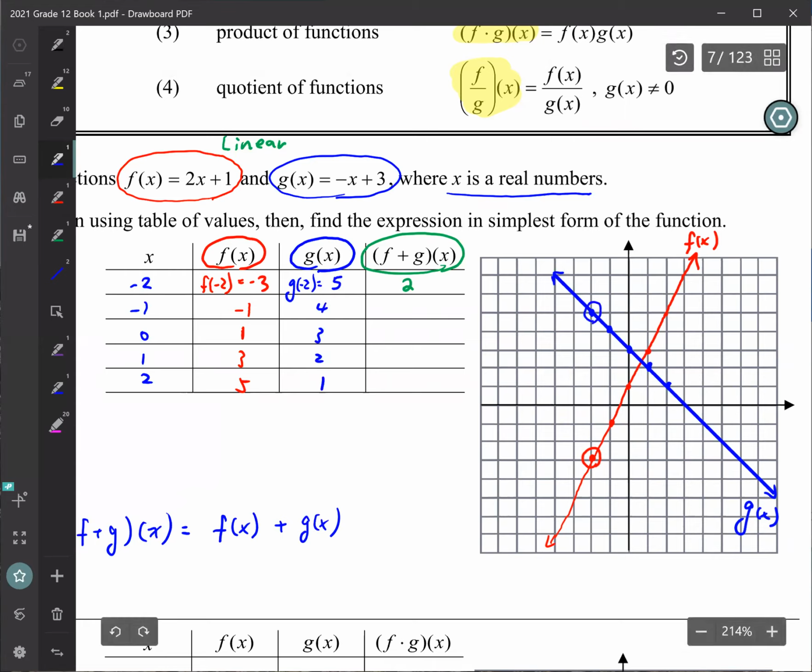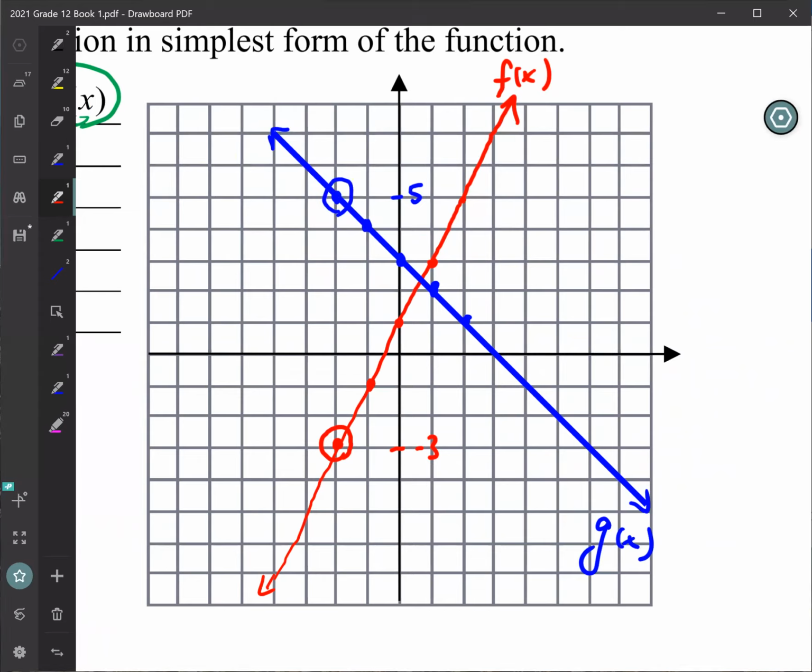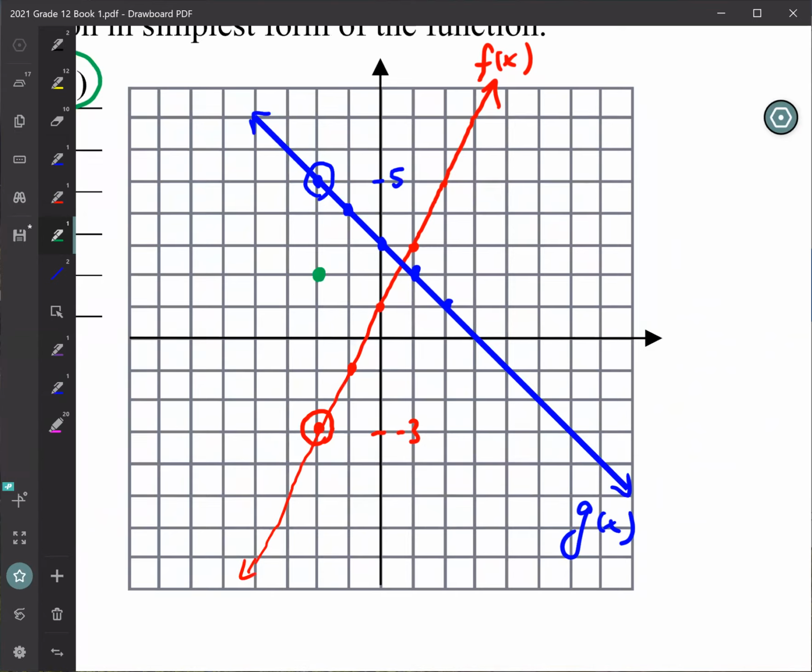So if there's no table, I can also add them up using the points on the graph. You look at this number, it is at 5, right? For the red it is at -3. You add them up on the graph, right? You just look at the graph. 5 plus -3 will be 2. So you know for x equal to -2, it will be 2. So you know a point there, without having a table at all. You need to know how to do this without the table. Just looking at the graph, how do you add the functions together?